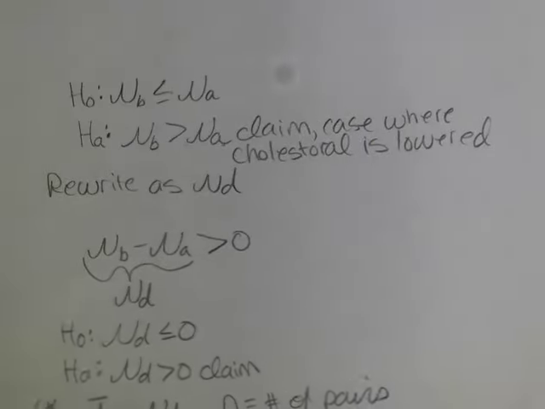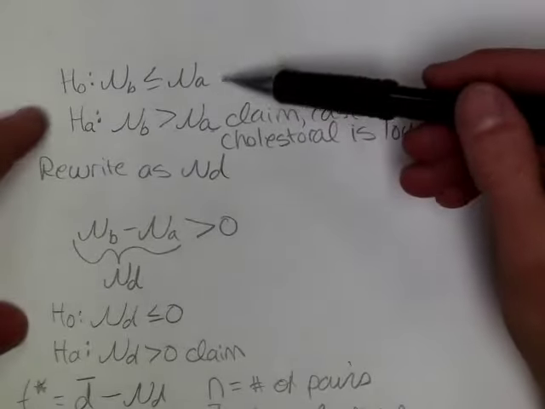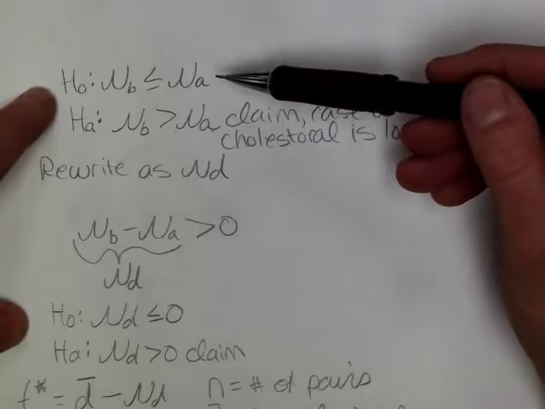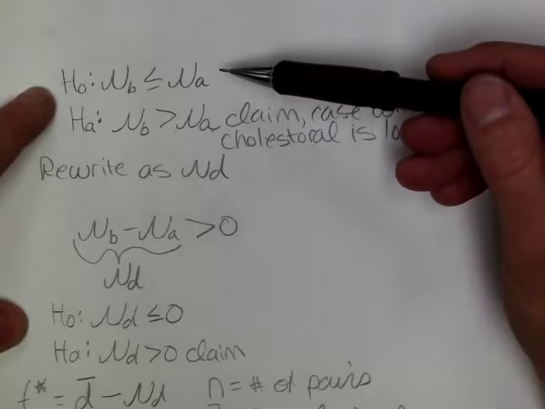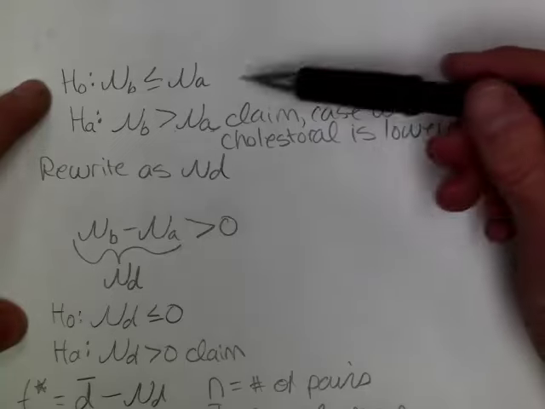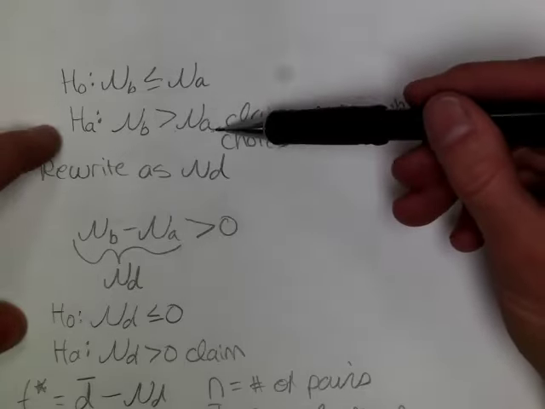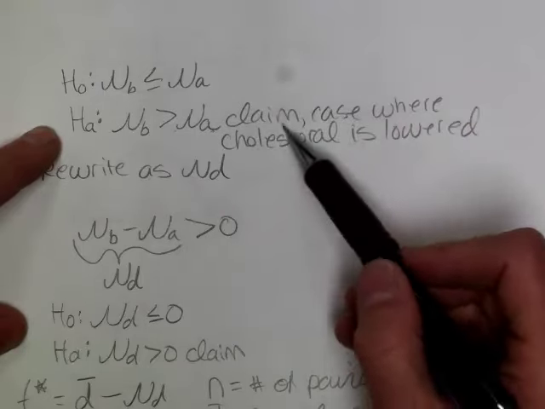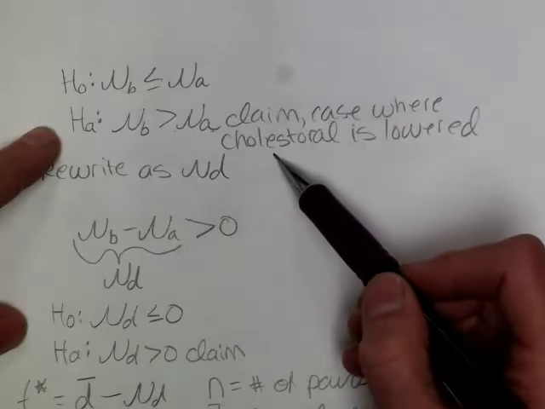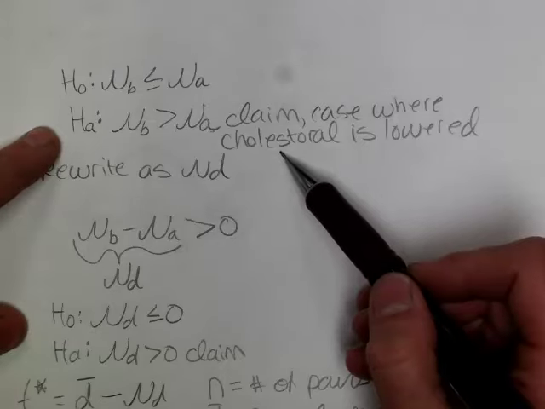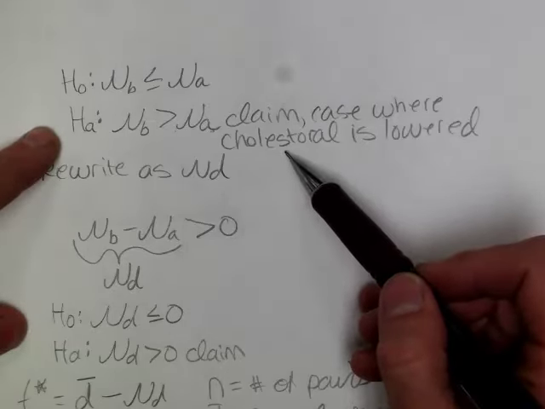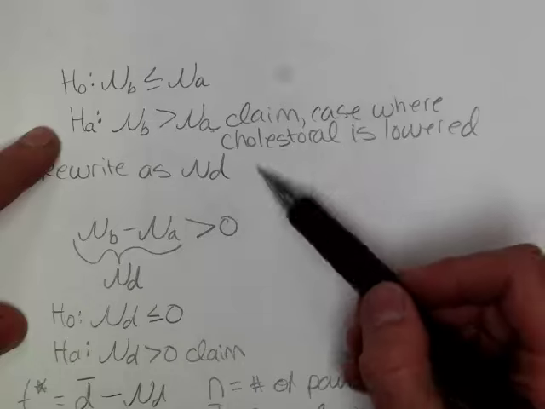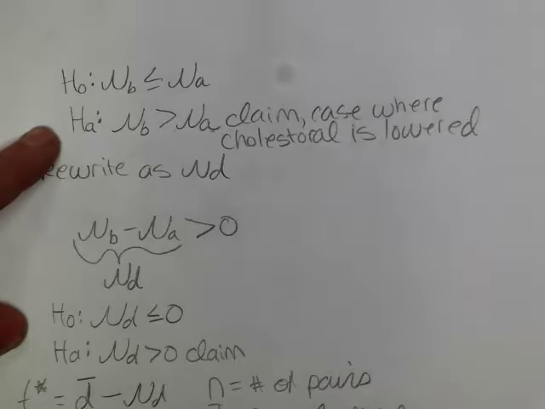Looking back at our null and our alternative, we are failing to reject the null. Okay, so that means we're keeping the null, and we are not ruling in favor of the alternative. So what this means is that the claim is not supported, and there is not sufficient evidence to claim that the overall cholesterol level is lowered after eating the cereal for a year.